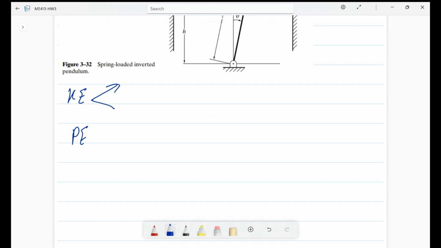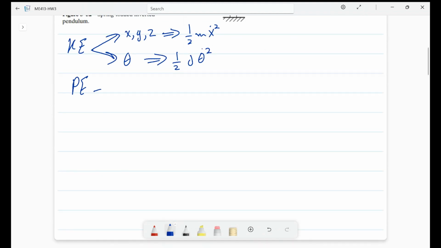So there are two forms of kinetic energy, translational and torsional. For the translational, which is in the x, y, z direction, and the torsional in the theta direction, the equation will equal half m x dot square, and for the torsional it will be half J theta dot square. For the potential, or U, it will have the potential of our mass, which is simply mgh, and it will have the spring potential energy.